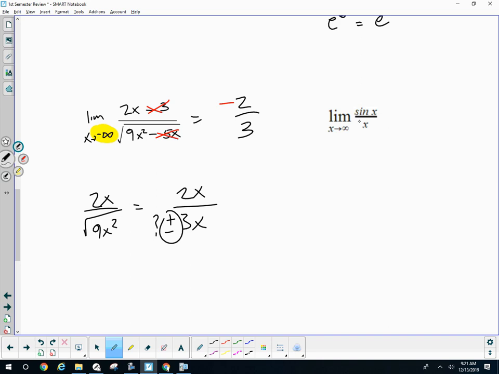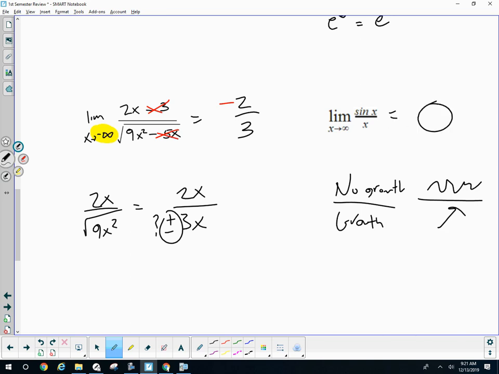Trig functions, remember, do not have any growth. It's just going to oscillate. It's going to go up and down and up and down versus x will grow. So this is going up. So we're talking about no growth over faster growth. This is approaching 0. Okay, think of sine x as a constant as x approaches infinity.